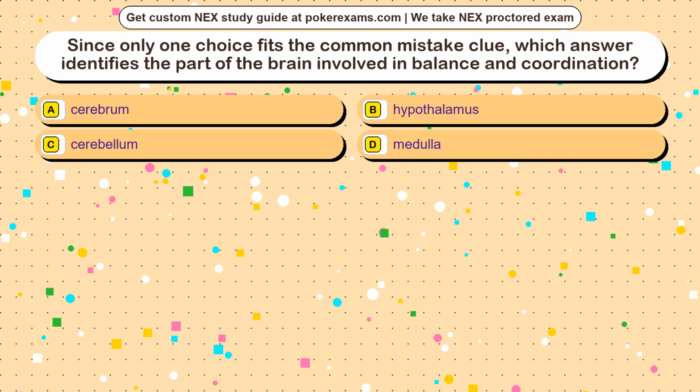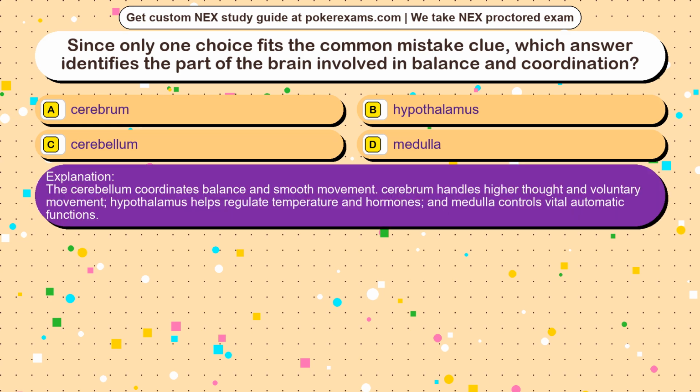The correct answer is option. The cerebellum coordinates balance and smooth movement. Cerebrum handles higher thought and voluntary movement. Hypothalamus helps regulate temperature and hormones, and medulla controls vital automatic functions.